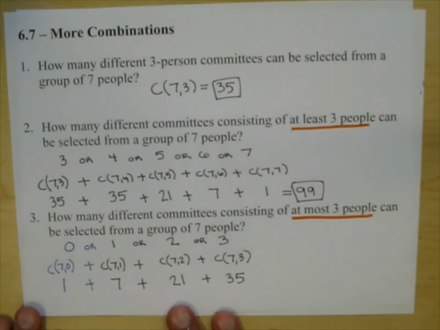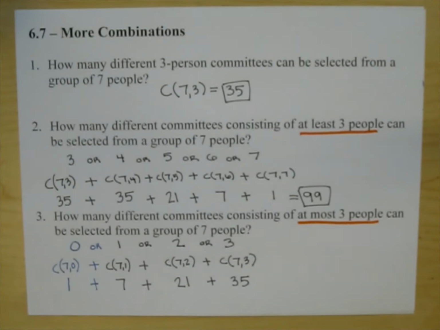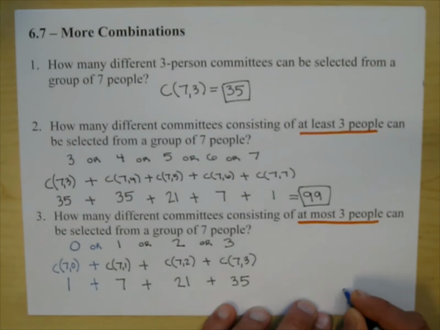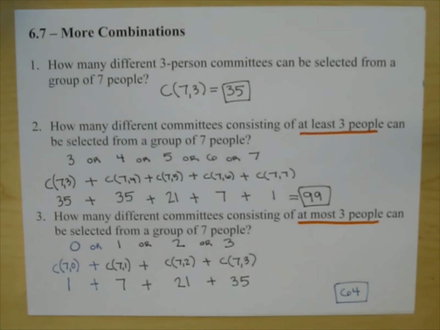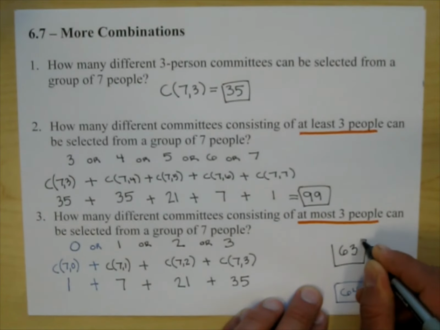Okay, so what do we make of this? Well, here's the deal. If you add up those numbers, you end up getting something like 35, 56, 57, 58, 59, 63, 64. You end up getting 64. Now, some of you would feel uncomfortable with that because you would think, well, Joe, you cannot have a committee that has 0 people on it. So you're not going to add that one.